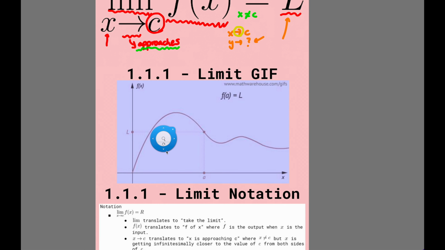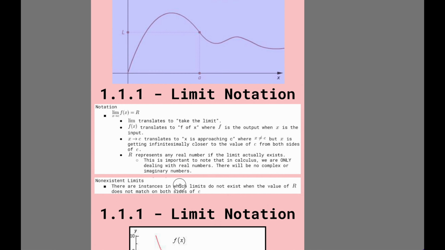Okay, this next one is a limits GIF. I am just not going to go over this right now because it's not actually animated, it's not moving right now, so we're just going to ignore that.